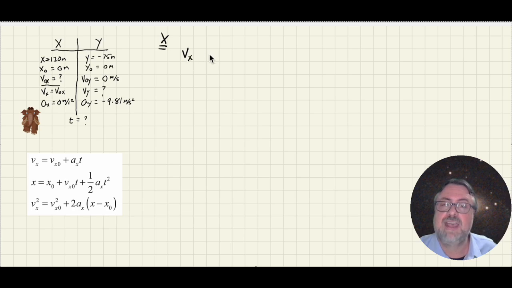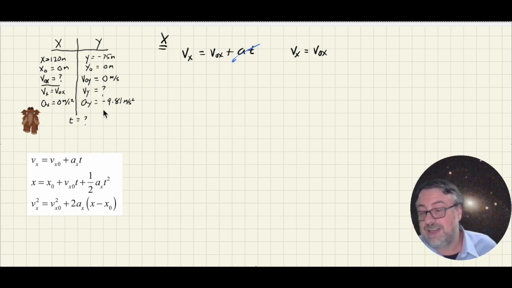So I could say that V_x is equal to V naught x plus the acceleration times time. But if I put in that the acceleration is 0, that simply gives me the equation that the final velocity in the x direction is the initial velocity in the x direction, which I already knew, so that's not particularly useful. So I'm forced to go to the next equation.